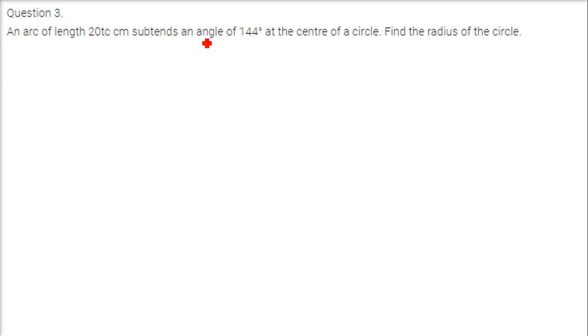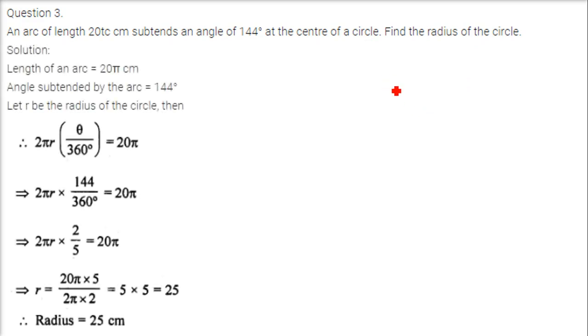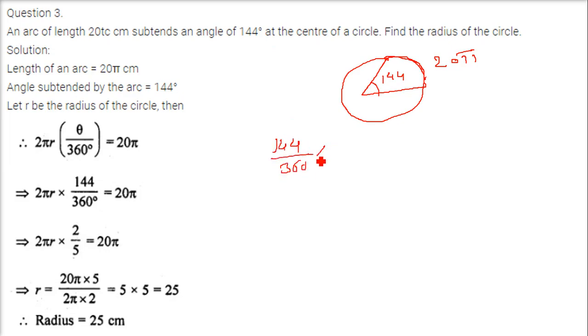An arc of length this much subtends an angle of 144 degrees at the center of a circle. Find the radius of the circle. So we again have this length of the arc given as 20 pi, and this angle which is subtended here is 144. So we have to find out the radius. So we'll use the formula theta by 360, that is 144 by 360 into 2 into pi into r, and this is equal to 20 pi.